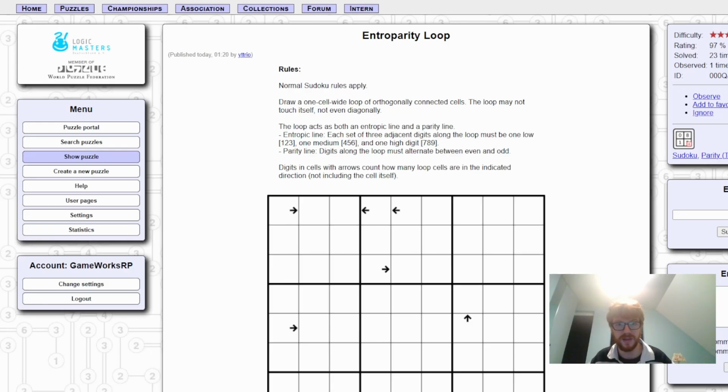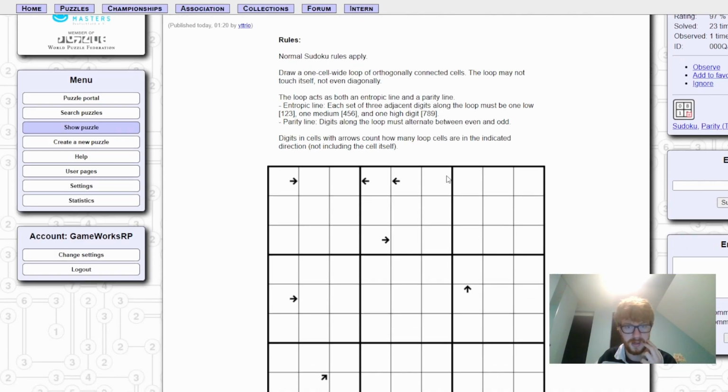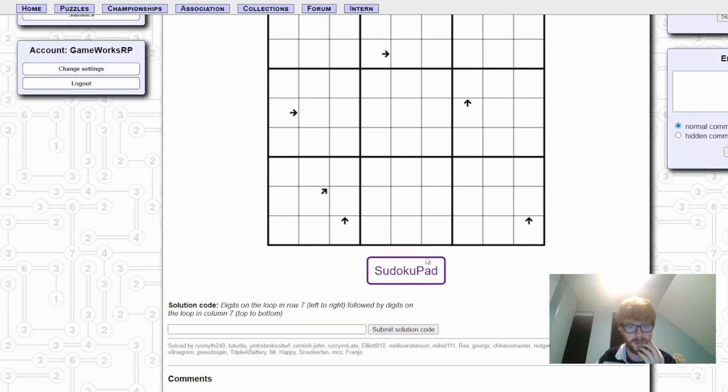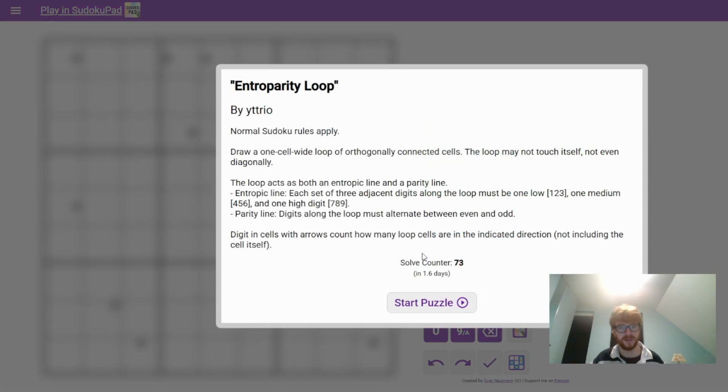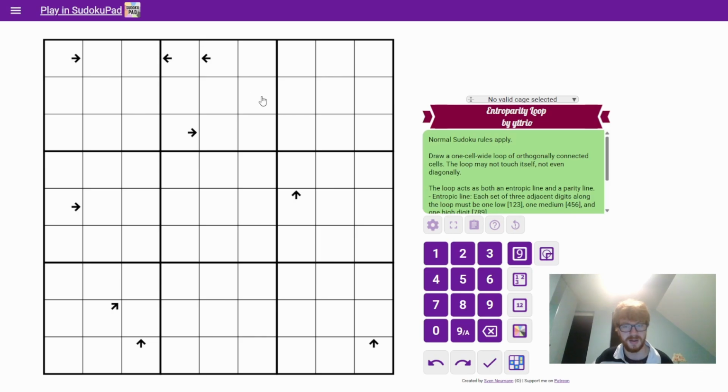Today I have a puzzle by yttrio, who has been delivering some very good loop puzzles lately, so I was looking at this and I thought I'd try recording it. I've been sick this past week, so I'll see how this goes, and if it doesn't go well, then probably no one is seeing this. But yeah, let's see.